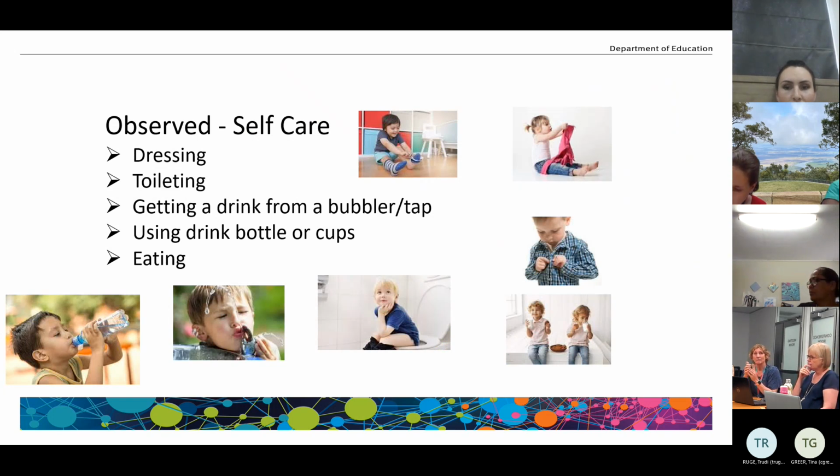In self-care, dressing, can they put their shoes and socks on? Can they get their clothes on? And again, age, what is age appropriate? Where are they at? What is the expectation at that age level? And what are they doing that may indicate they are having some difficulties? Getting a drink from a bubbler or a tap, can they turn the taps on? Using a drink bottle or cups, and then eating, is that independence with finger foods and that sort of thing.